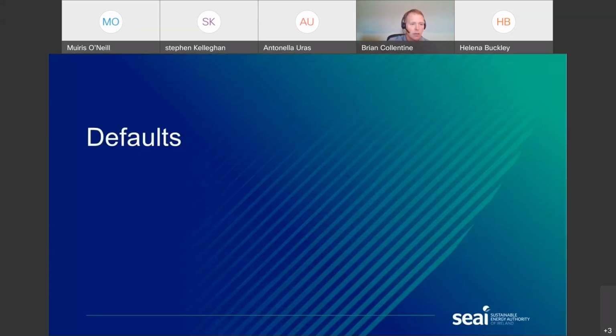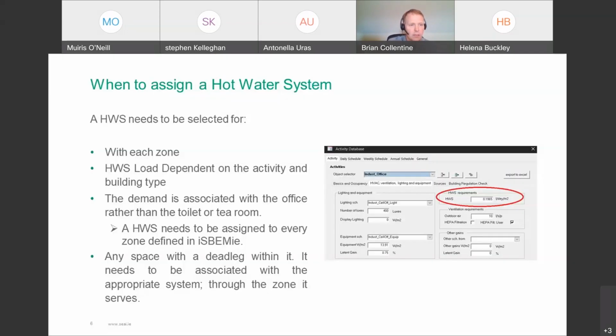So firstly, we'll kick off with defaults. So when to assign a hot water system. A hot water system needs to be selected for each and every zone. So on the right-hand side, you see here it's 0.1965 liters per day per meter squared. So it's analyzing on a meter squared basis, based on the occupancy of the zone and the activity of the zone.